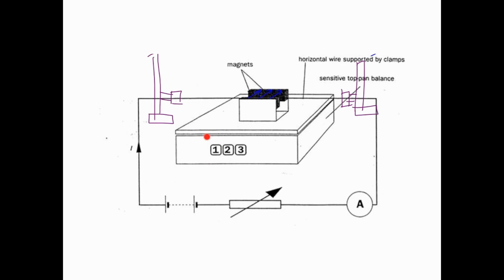So once you have the top end balance reading here, you can actually convert to kg, because the top end balance reading is in gram. You convert to kg, then you times 9.81, that gives you the force. So you can actually measure the force. But let's look at the formula.